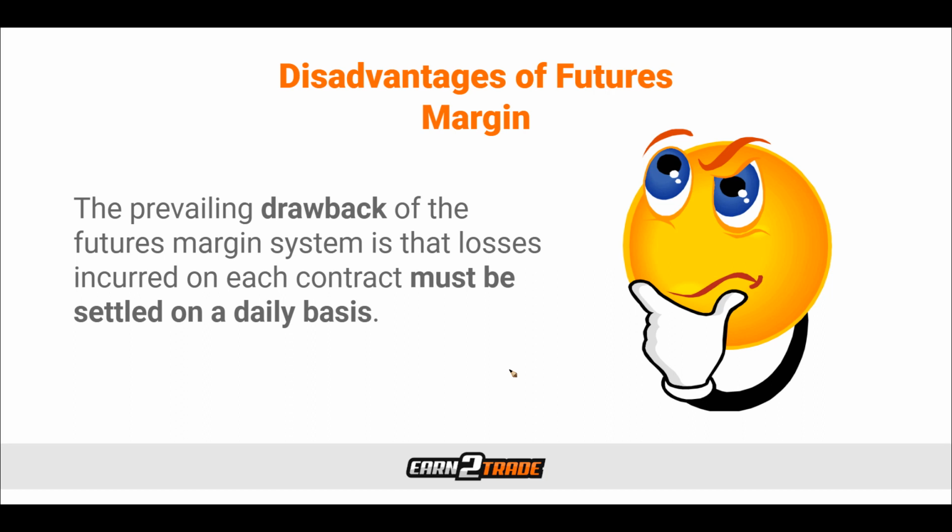Naturally, there are drawbacks of futures margin, but not a whole lot. The prevailing drawback of the futures margin system is that the losses incurred on each contract must be settled on a daily basis. So sometimes the underlying index can enter bearish territory for days without any significant gain, but then make a sudden turnaround in one day and start posting some juicy profits. This means that the traders may have to hold on to their positions throughout that period, which incurs additional equity injections for overnight margins.